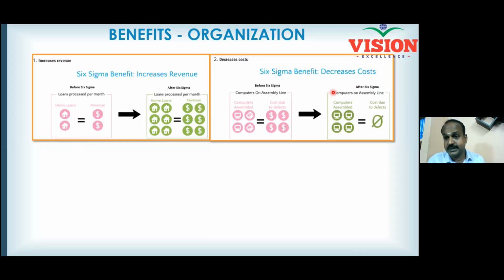And Six Sigma decreases your cost since you don't produce defects. Earlier, every time you produced output, there were more defects. Now, every time you produce output, there are no defects. Your cost of poor quality, your cost of manufacturing is coming down. As a result, you can sell your product at a competitive price. What will happen if you sell your product at a competitive price? More people will buy, right?